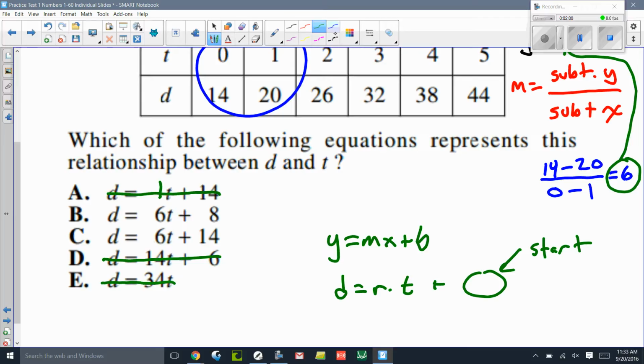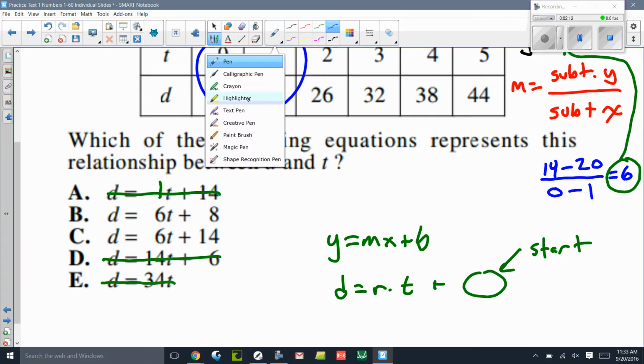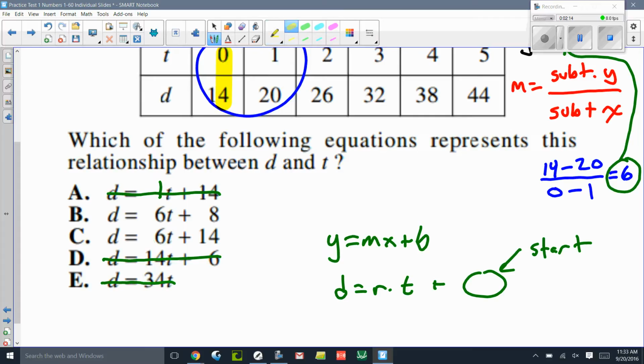Very quickly using our chart, we realize that at time 0, our initial starting distance was 14. So this 14 is your y-intercept, it's the value at 0. So this particular equation would be distance equals 6 times t, your rate of 6 miles an hour, times the time plus 14, and the 14 is the distance we had already covered when we started our stopwatch. So the answer is C.